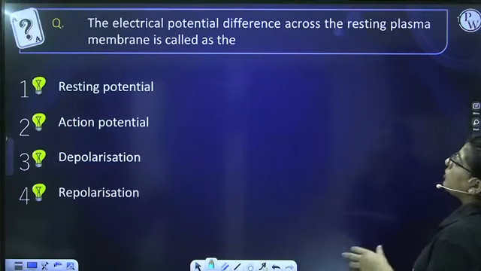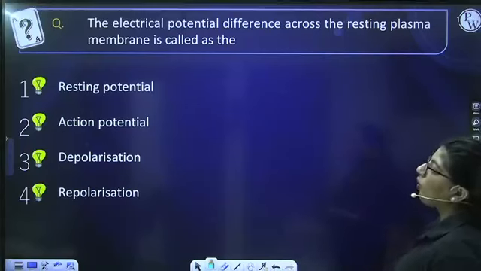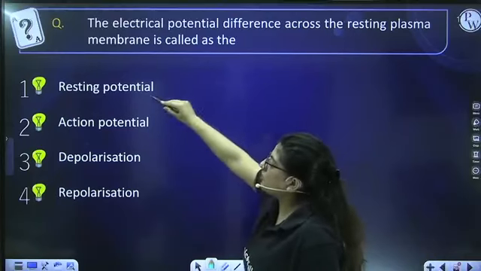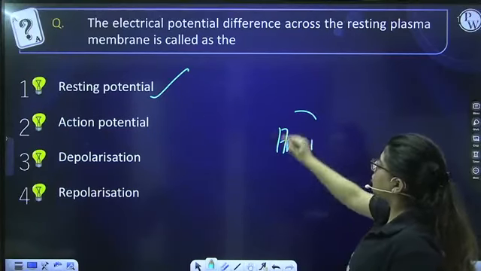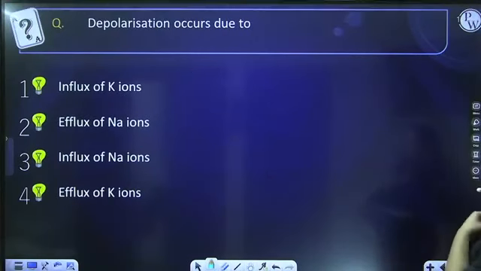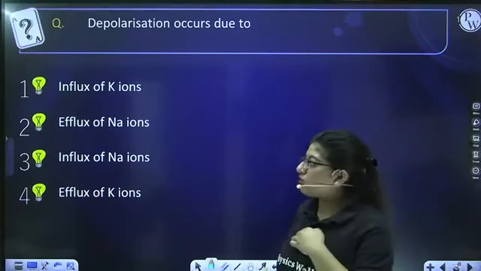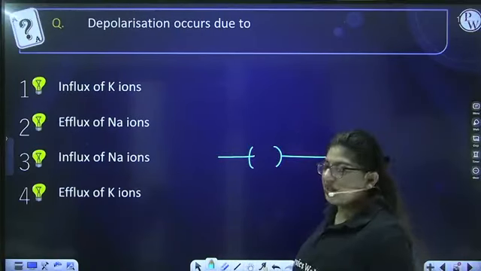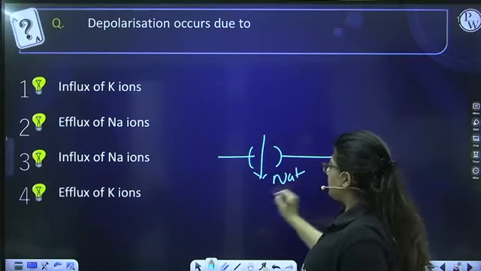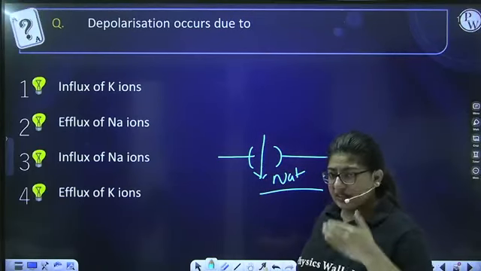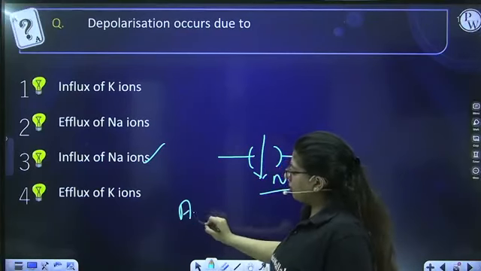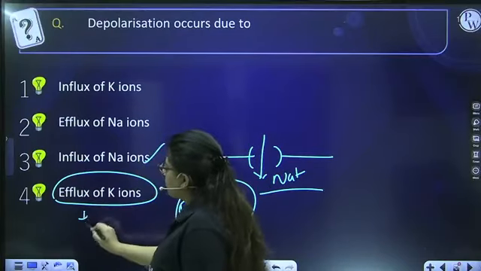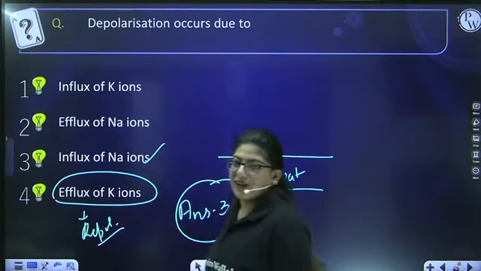The electrical potential difference across a resting plasma membrane is called the, very simple, what do you call it? The electric potential difference across the resting plasma membrane is the resting membrane potential or resting potential. Next. Depolarization occurs due to influx of potassium ions, efflux of sodium ions, or influx of sodium ions? Very simple. Whenever there is a stimulus, it leads to opening of sodium ion channels. There is influx of sodium ions. Sodium ions enter inside. So influx of sodium ions causes depolarization, and efflux of potassium ions causes repolarization. Okay, all right.